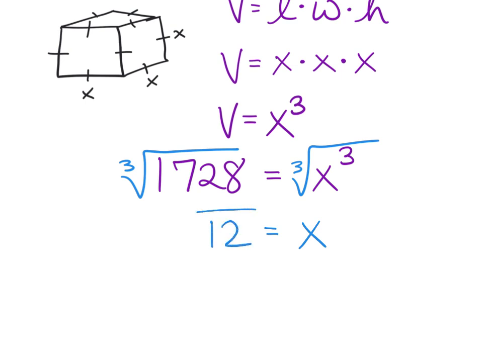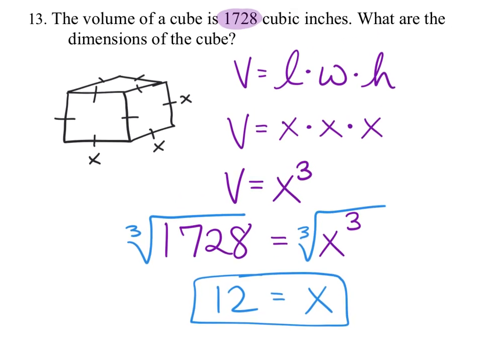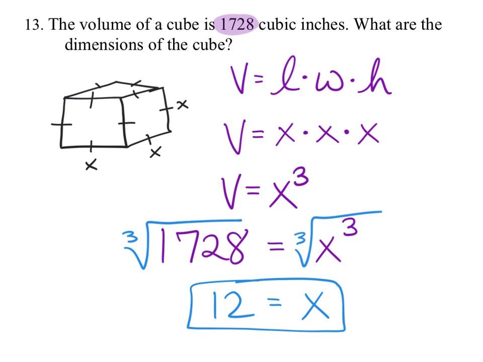It'll give you 12. So there is application, especially to geometry, of doing this when your dimensions of a shape like a cube are all the same. But until today, we wouldn't have known how to figure out what each of the dimensions were because we didn't know the undo of a cube. It's a cube root.